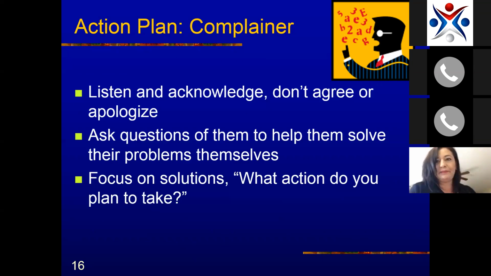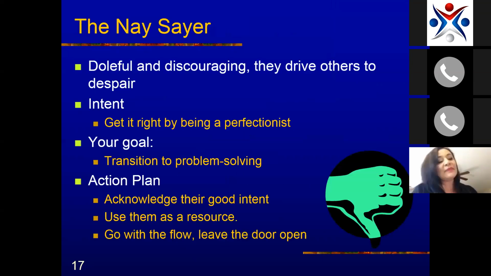Slide 17. The naysayer. I call them the negative nerdy. This person is likely miserable and they drive others to desolation. Your goal with them is to focus on problem solving by acknowledging their good intent and using them as resources. These people are probably very knowledgeable and it's good to use them as a resource.